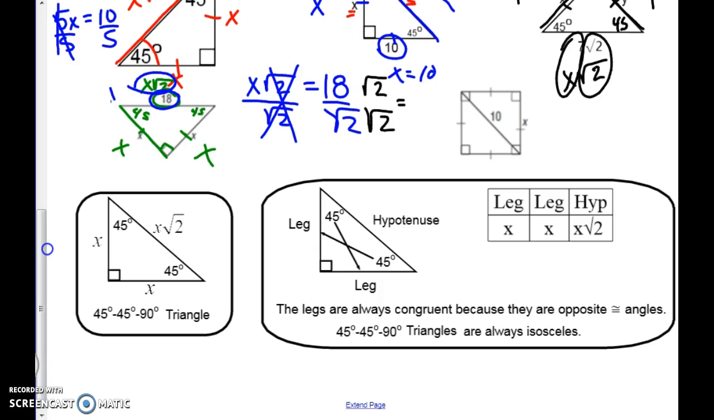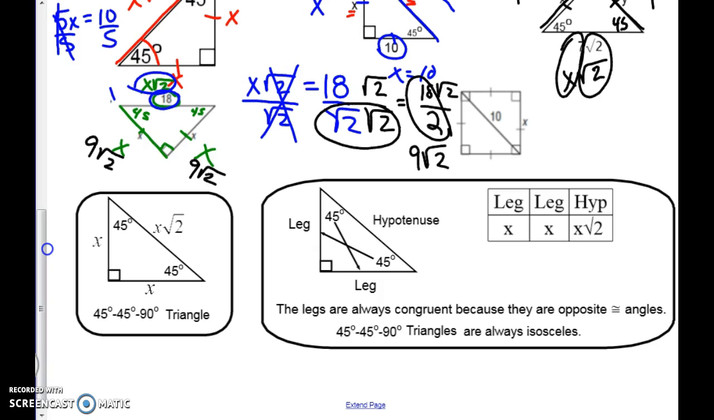So on the top, it would give me 18 square root of 2. And on the bottom, I have a pair. When I have a pair, what happens? It comes outside the house. Does 2 go into 18? Yes. How many times? 9. Hold on. That means this side right here is 9 square root of 2. Hold on, watching. This side right here is 9 square root of 2.